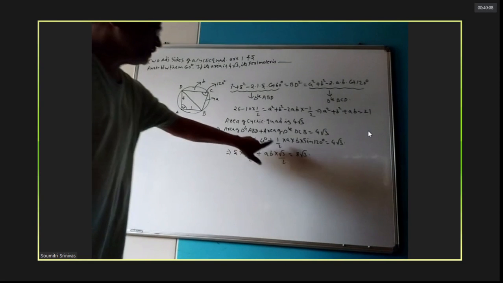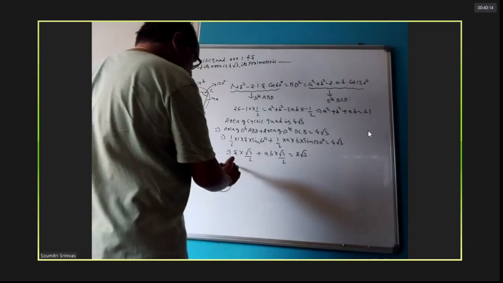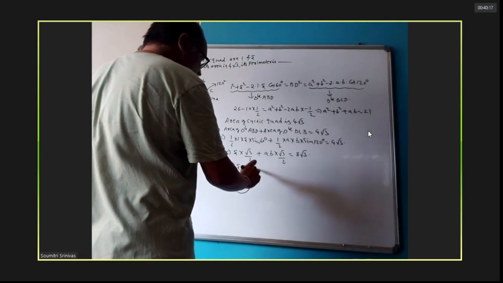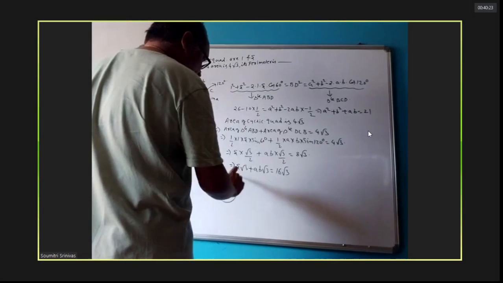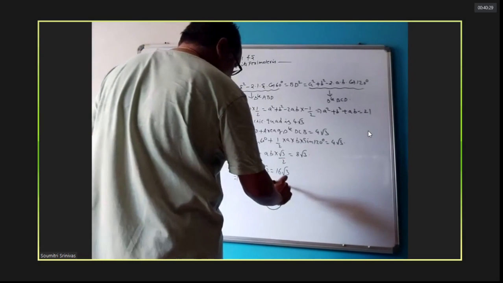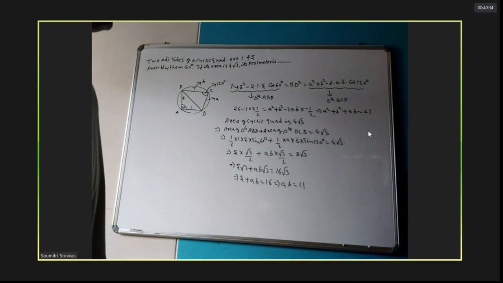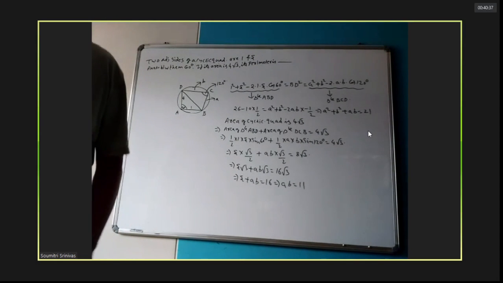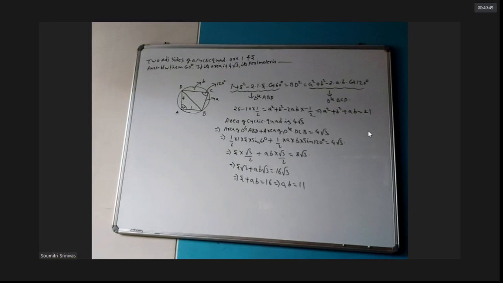And send to the other side. So it will become 8 root 3. Again send to the other side. What will I get? 5 root 3. Root 3 cancels off. What's the value of AB? Correct? Any calculation error? Correct, sir.